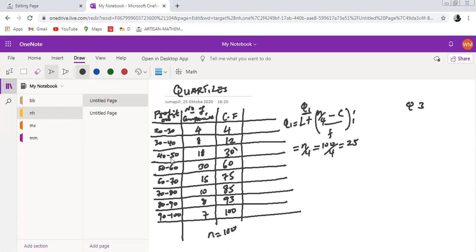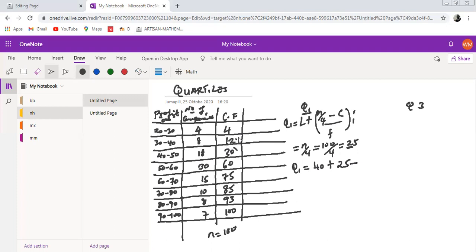Therefore, this class of 40 to 50 is the lower quartile class, because the 25th company, since here we are talking about a number of companies, is going to be in this 30, which belongs to this particular class. Therefore, Q1 will be equal to L, which is 40, the lower limit of this class, plus N over 4, which is the same as 100 over 4, which is 25, minus C, which is the cumulative frequency above the lower quartile class.